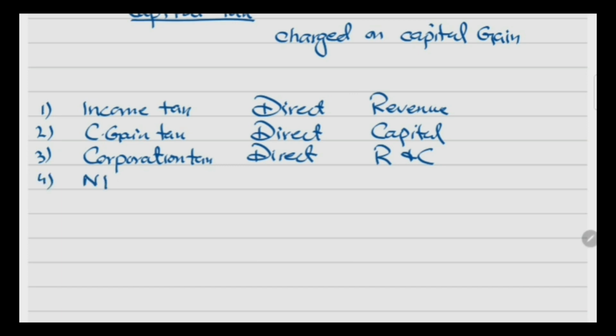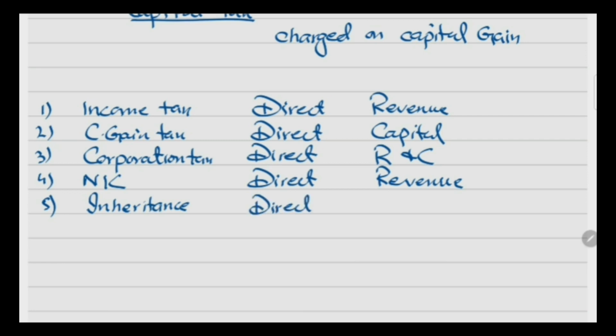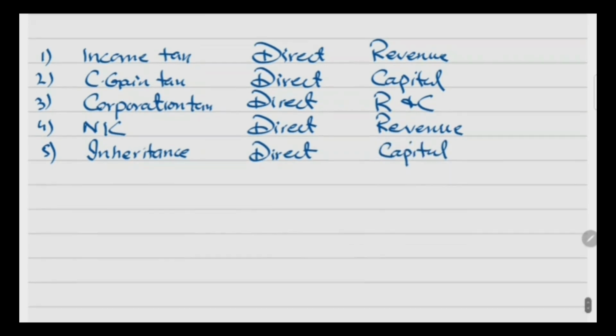Then fourth is national insurance contribution. This is also a direct form of tax, and it is revenue because it is charged on income. Fifth is inheritance tax. This is also a direct form of tax, but it is capital tax as it is charged on the estate.